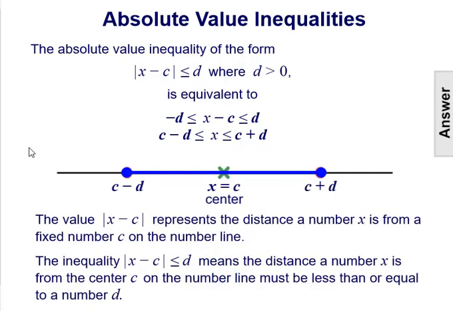The absolute value of x minus c represents the distance a number x is from a fixed number c on the number line. That's your center. It's no longer the origin anymore. And the inequality, the absolute value of x minus c is less than or equal to d, means the distance a number x is from the center c on the number line must be less than or equal to a number d.